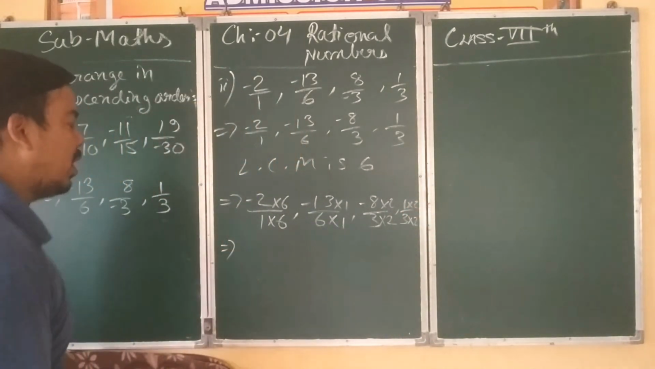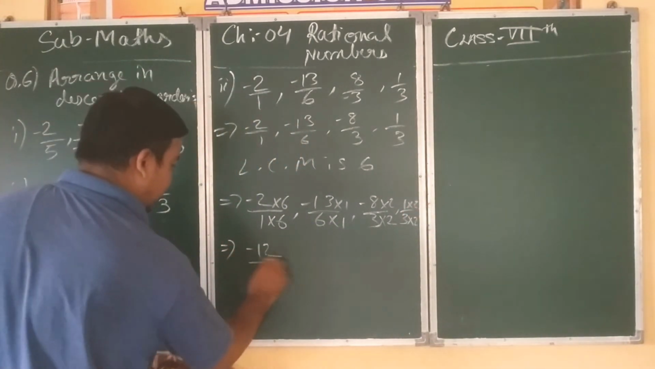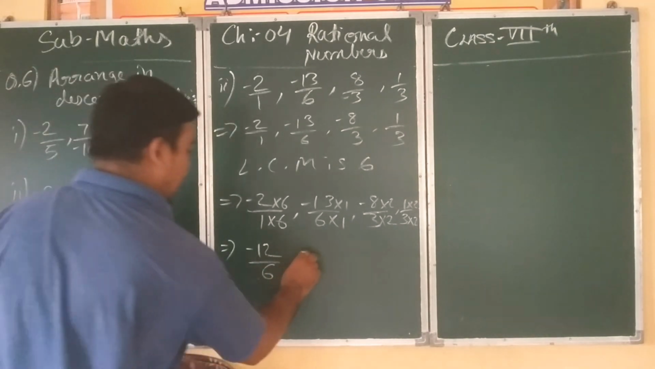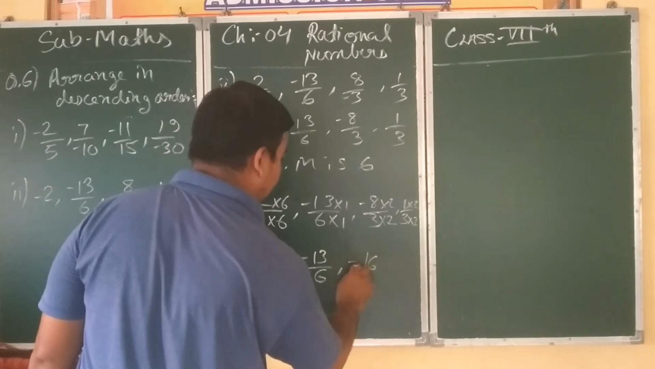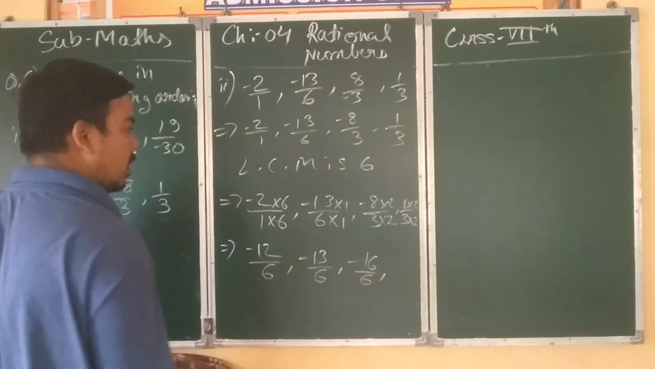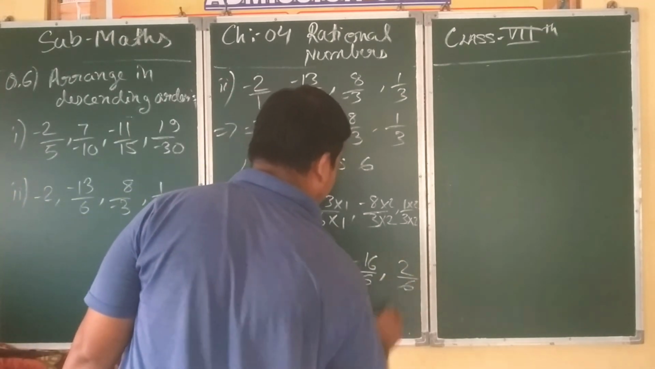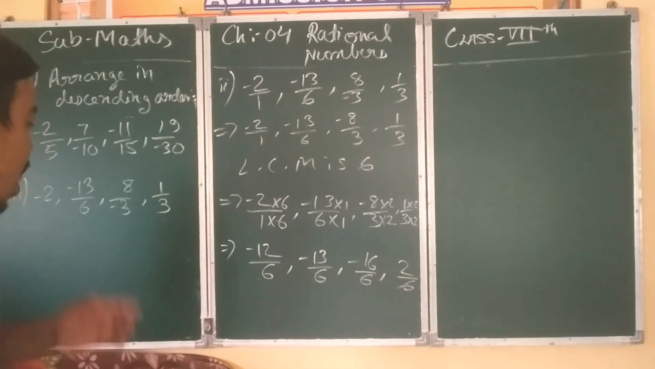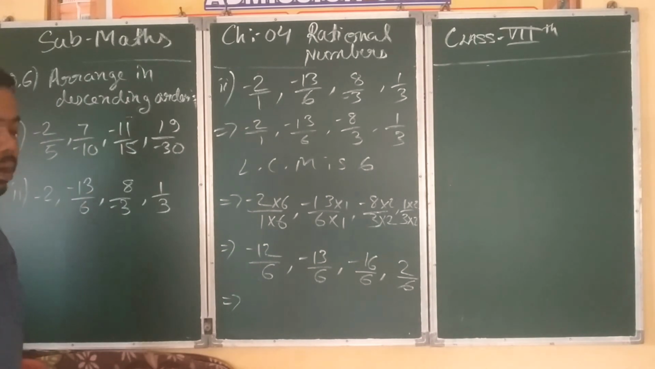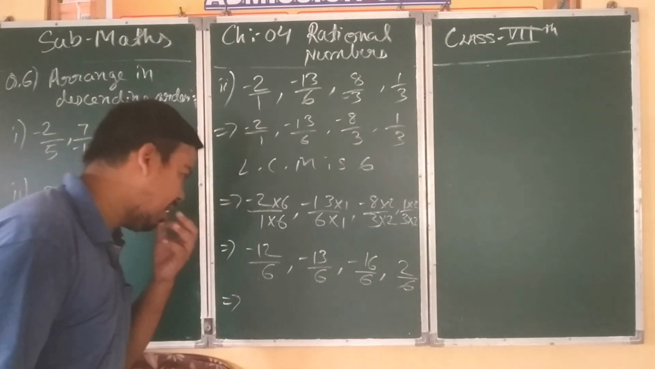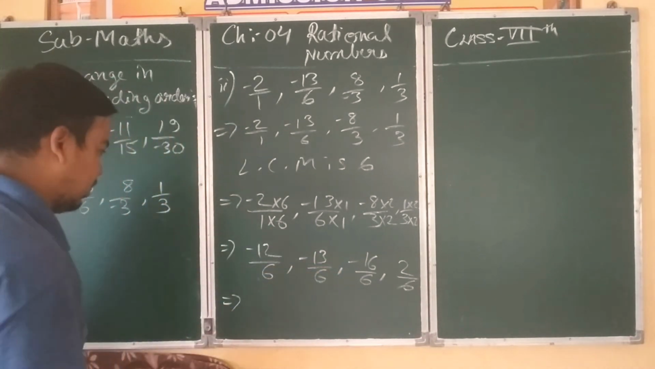So minus 2 into 6, minus 12 by 6, minus 13 by 6, minus 16 by 6, and 2 by 6. Now, these 3 are negative rational numbers. This is positive, so the bigger number is 2 by 6.